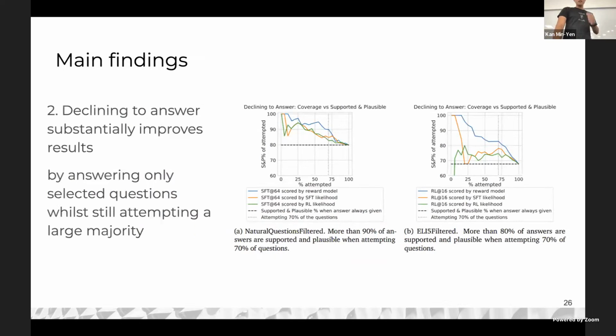Next, declining to answer substantially improves results. So basically, they can do a trade-off between the quality of responses and the percentage of questions attempted: the percentage of questions attempted can be traded off with the quality of responses when the system does attempt to answer. They developed 3 scoring techniques, but we don't need to get into that.